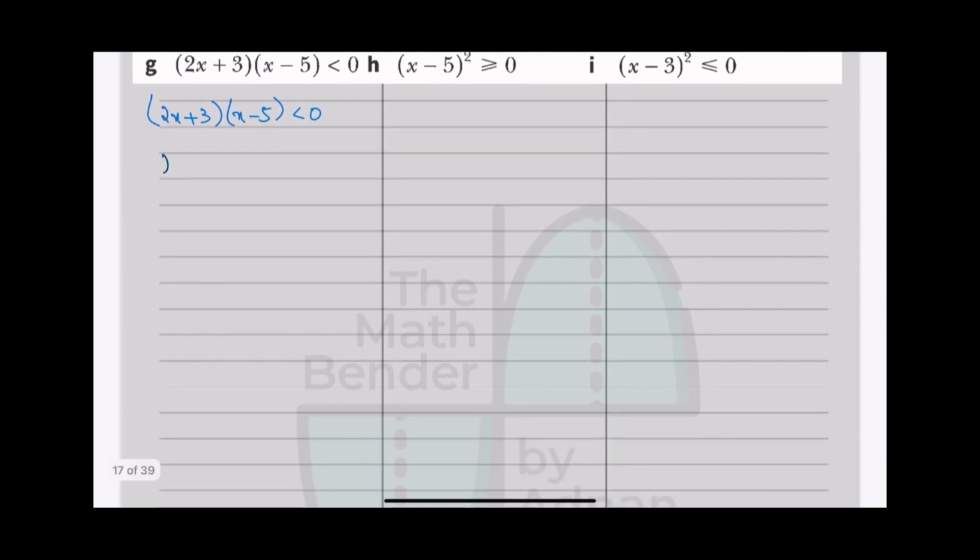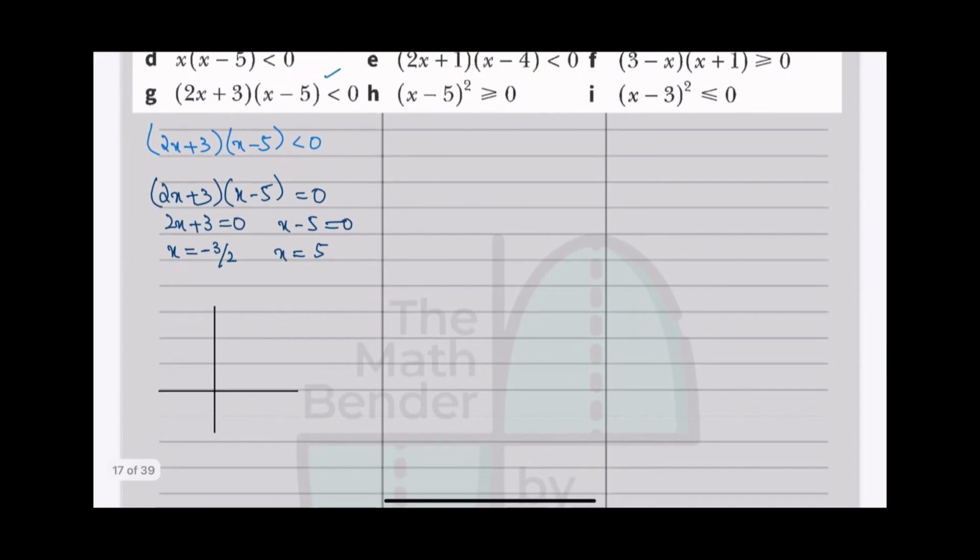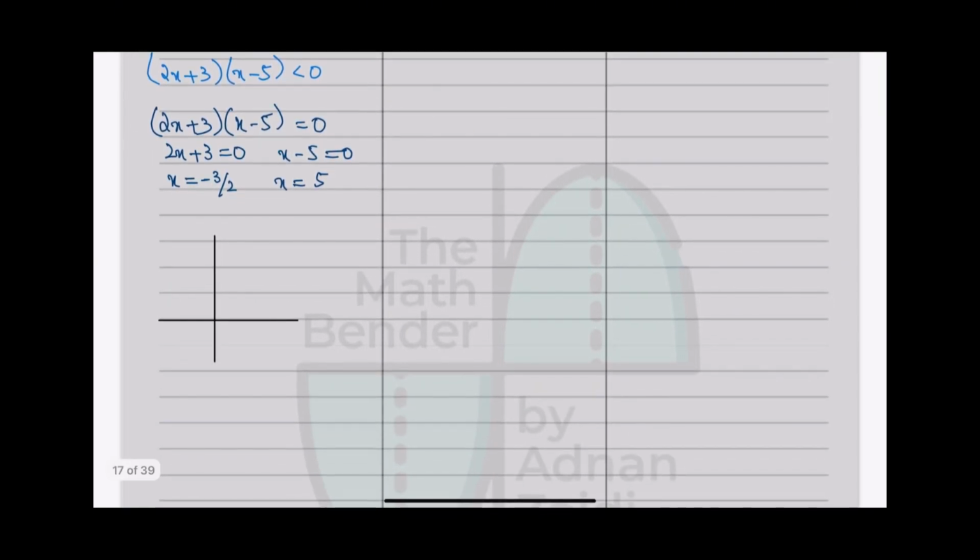So (2x + 3)(x - 5), make it equal to 0 first and solve it. So you know that 2x + 3 equals 0 and x - 5 equals 0, the way we approach a quadratic solution. x equals -3/2 and x equals 5. Now you have found the roots. Now sketch the curve. Since the squared term is going to be positive, it's going to be a smiley face. The roots are going to be -3/2 and 5.